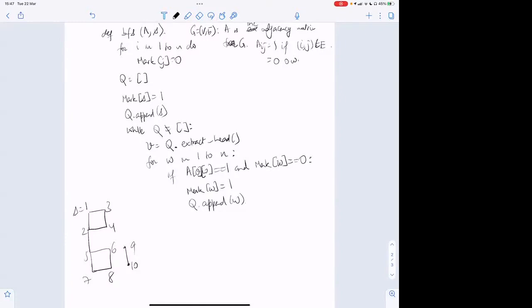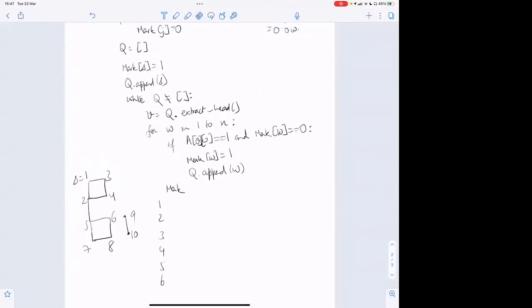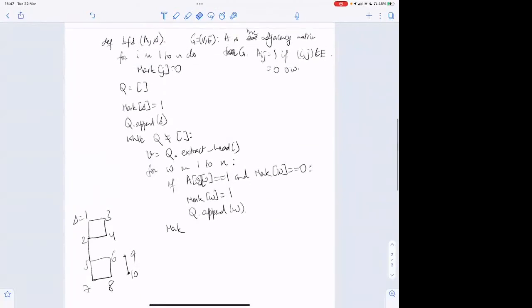So now what will happen? First we have to draw the mark array. 1, 2, 3, 4, 5, 6, or let me draw it. Is it not fitting?